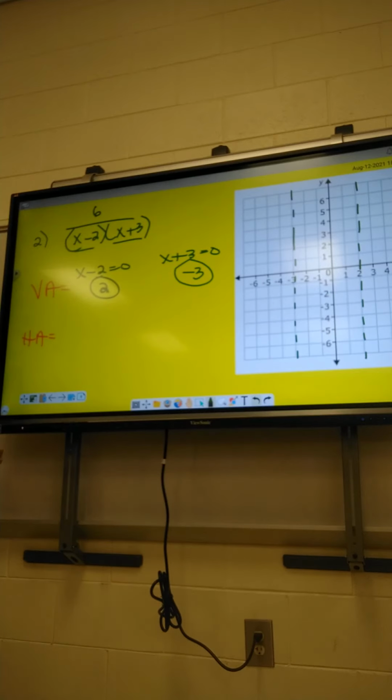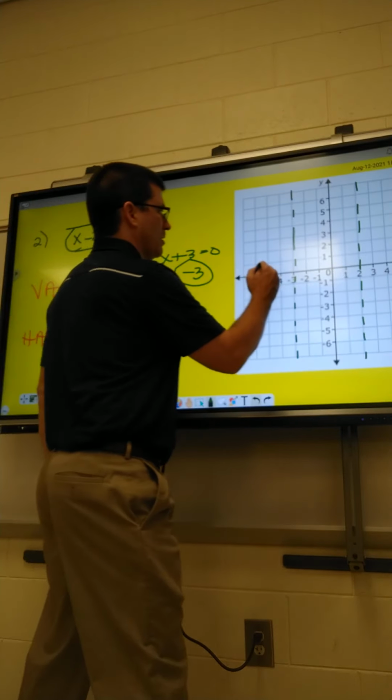All right, so what's the rule about finding the horizontal again? You check the exponents. What about them? There's not one on top, so what do you automatically do? 0. Good. All right, we get it.